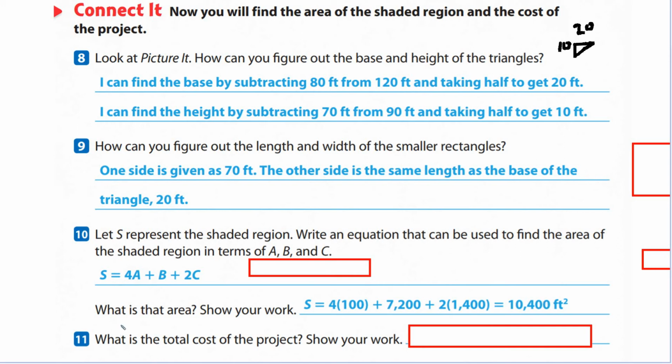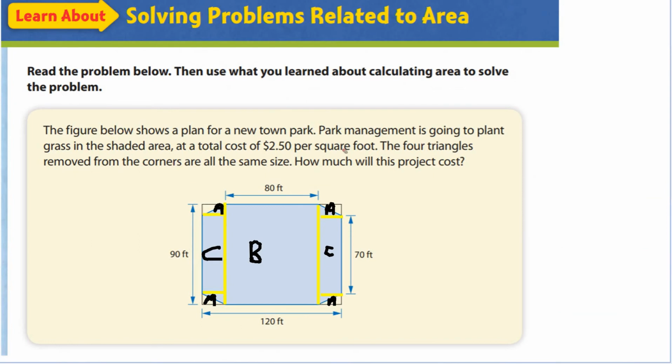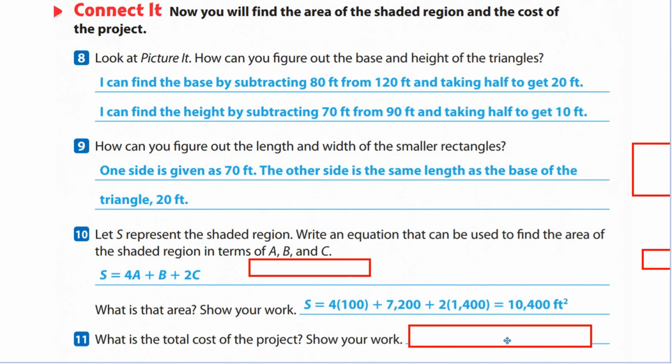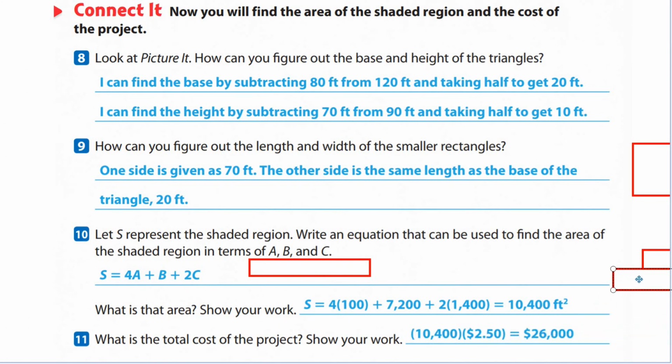So now the question is, what is the total cost of the project? A lot of kids, they stop here and they think they got the answer. All right, all you have to do is reread the question again and see exactly what they asked. So they asked, remember, at a total cost of $2.50 per square foot, we found how many square feet there are in total. It says, how much will this project cost? So think about what you would do at the end with that $2.50 times the square feet. And when you do the math, you get $26,000. So hopefully that's what you got.